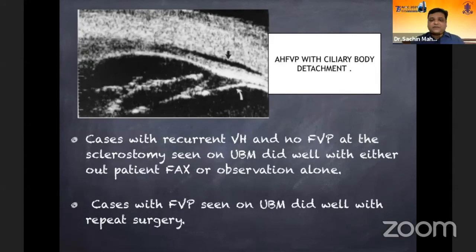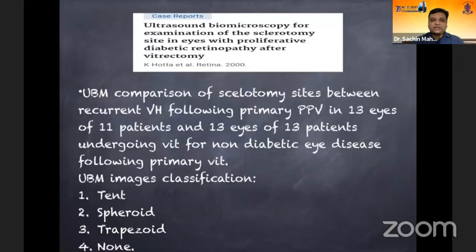Cases with, as I said, recurrent vitreous hemorrhage and no FVP at the sclerotomy seen on UBM did well later when the patients were taken up for resurgery. In cases where there was a ciliary body detachment like this, if you see a ciliary body detachment with a lot of membrane echoes around the pars plana region, it would definitely be a bad prognostic indicator.